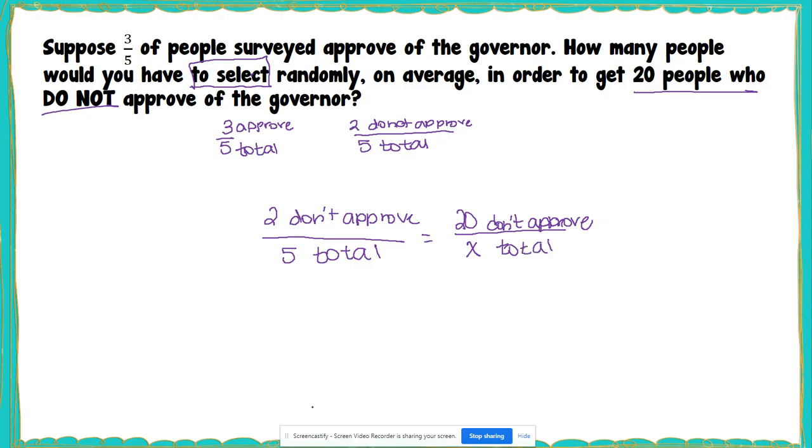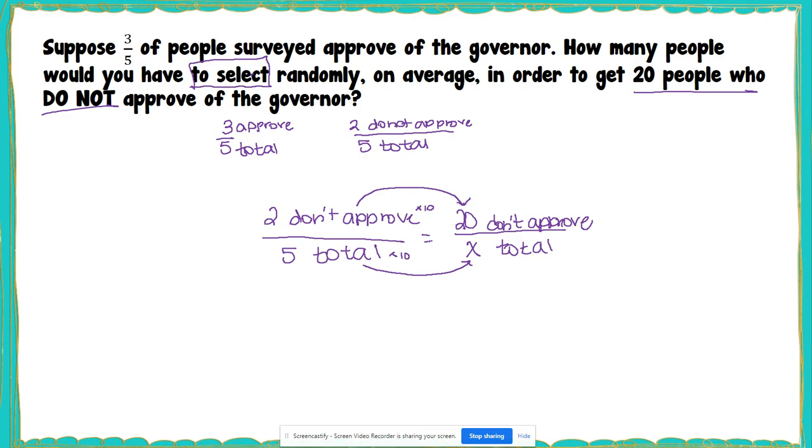Now, there are several ways I could solve this. I can look at this and understand that these are equivalent ratios, which means that to get from 2 to 20, I would have multiplied 2 times 10, which means that to get from 5 to x, I would also multiply 5 times 10. And when I multiply 5 times 10, I get that x equals 50.